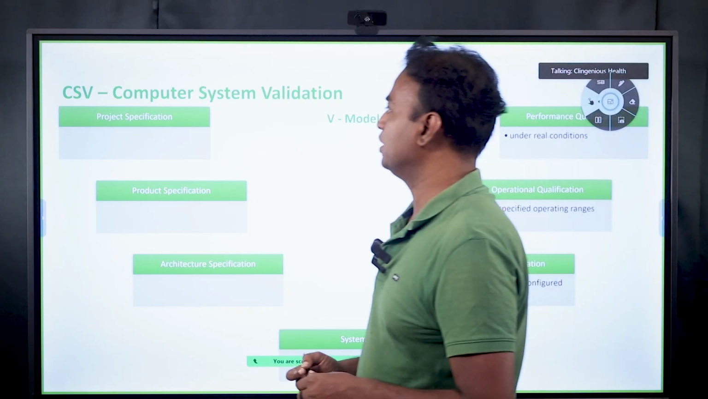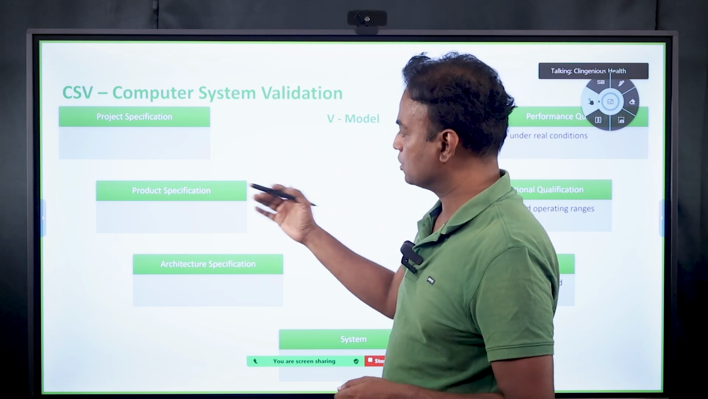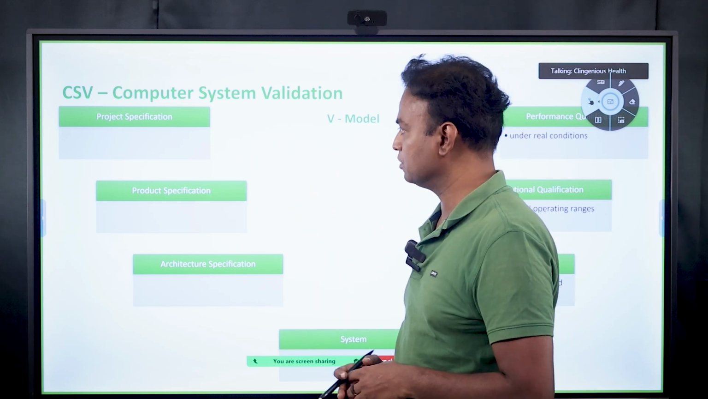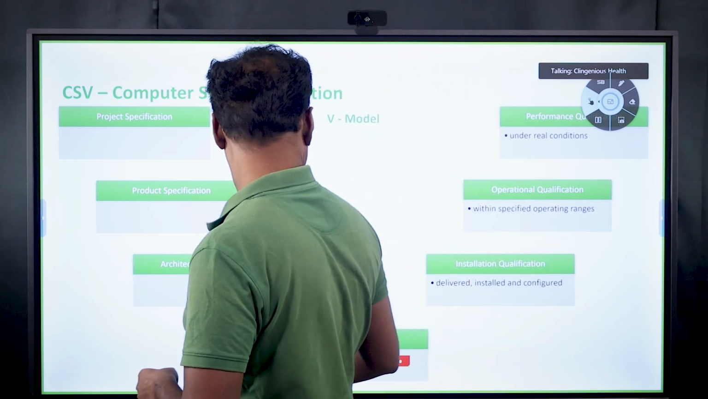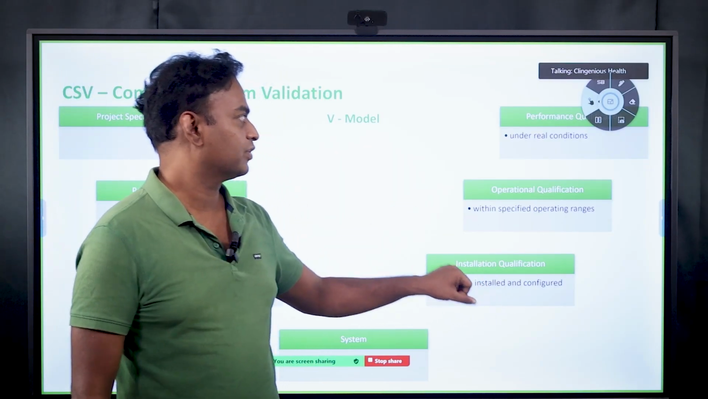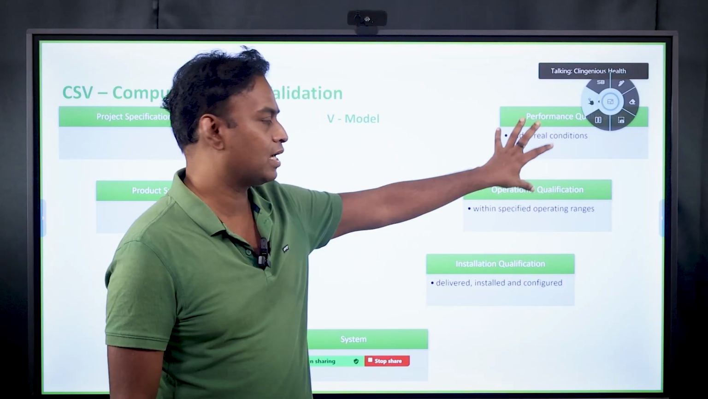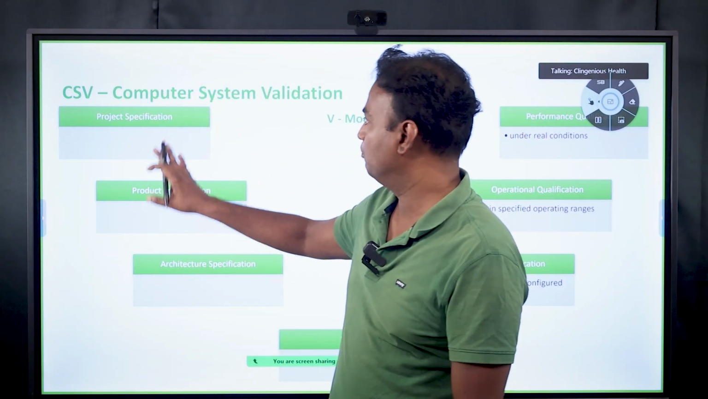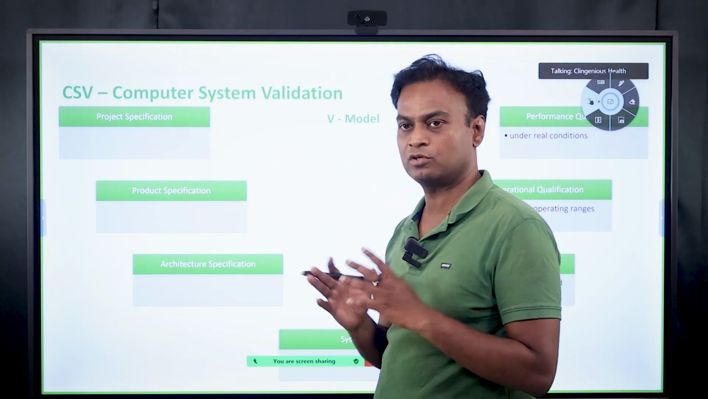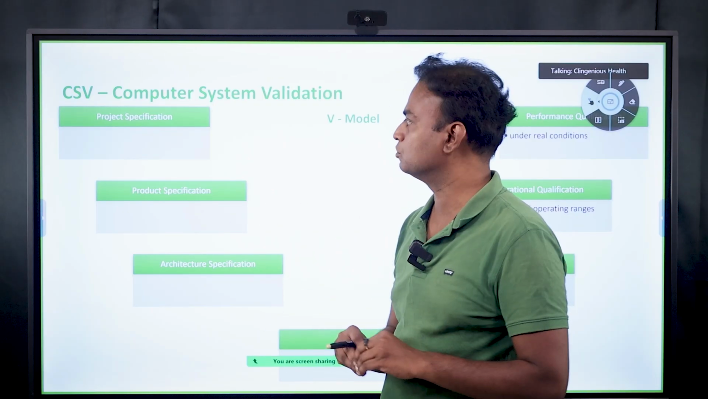This is computer system validation. So first you have to have project specification, product specification, architecture specification, and also system design. These are validation, right? Installation qualification, operational qualification, performance qualification, these come under validation. These come under build. Project specification, how the project should look, and product specification, how a particular product should look.